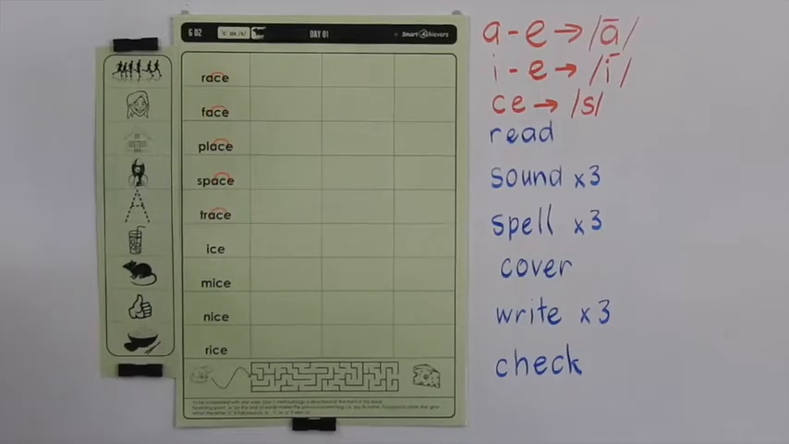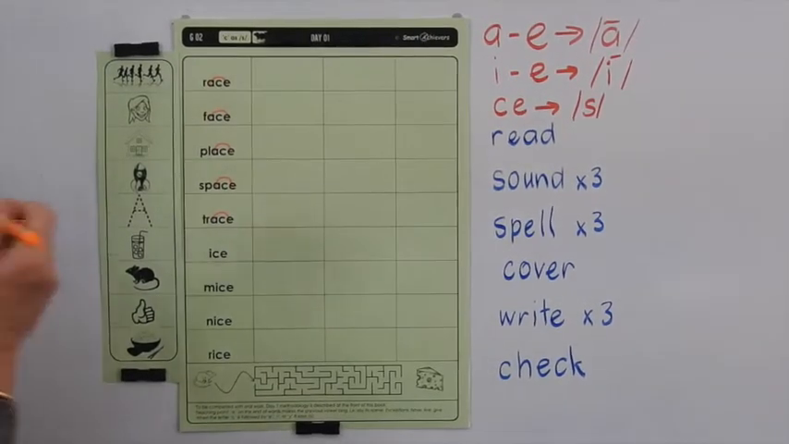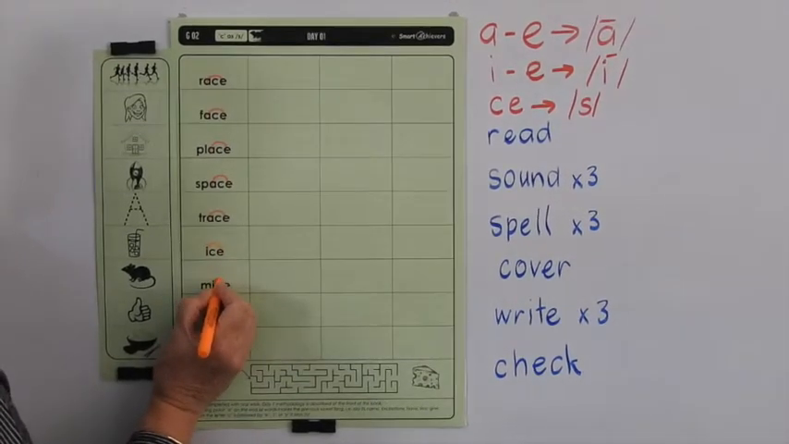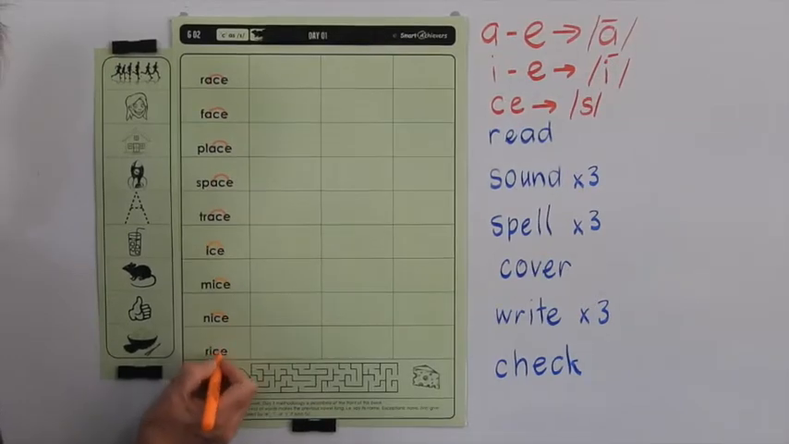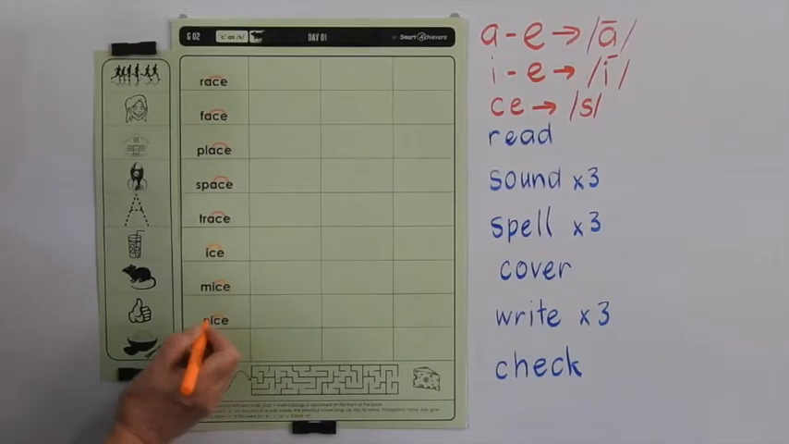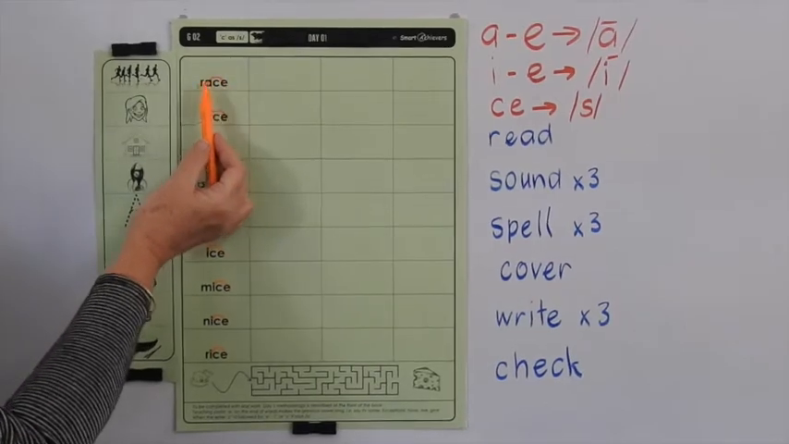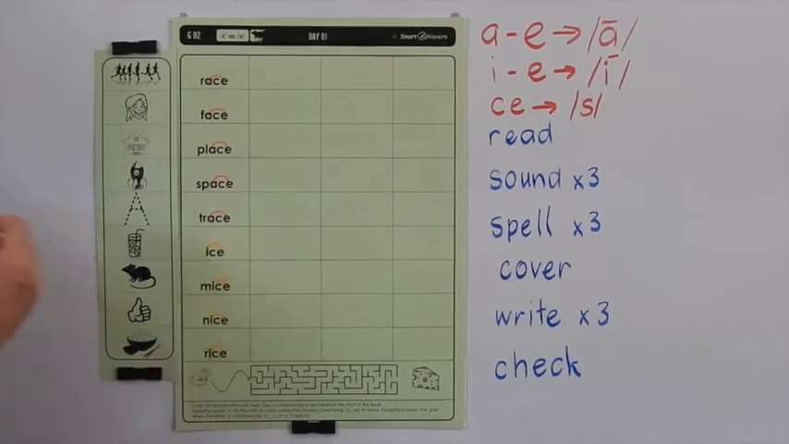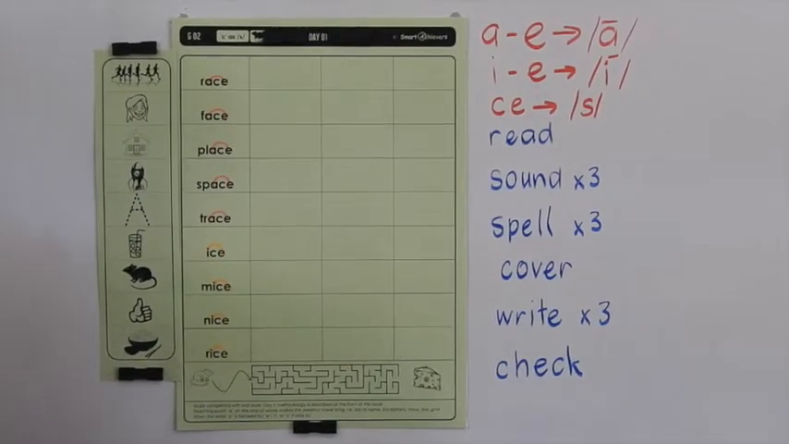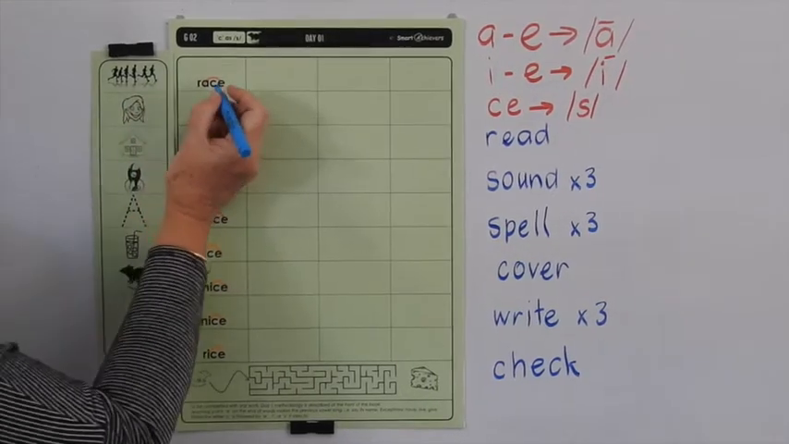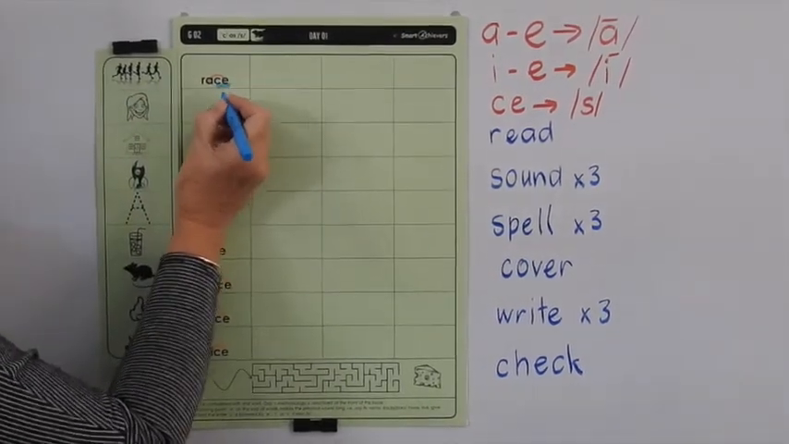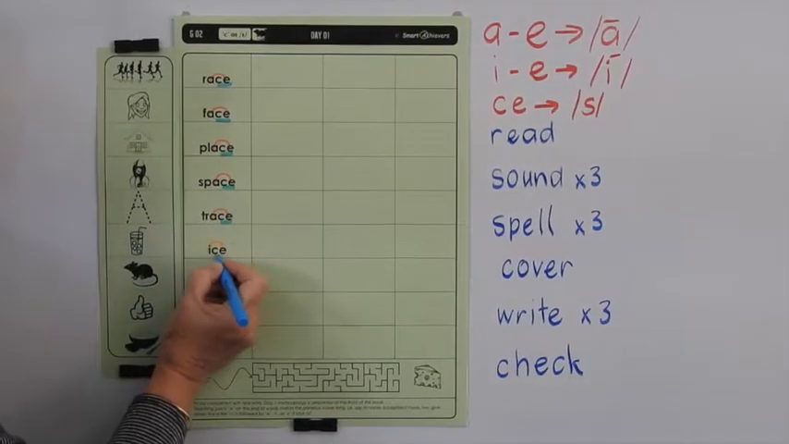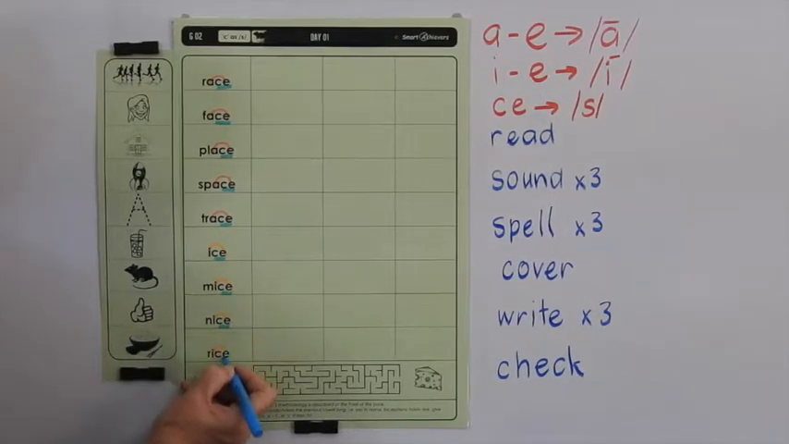Then change colours. And we're going to highlight the ICE: ice, mice, nice, rice. So you've already learnt that the E may make the previous vowel long, so making this A say A and this I say I. The new thing that we're learning today, and we've actually learnt this too, but we're just revising it, is the CE makes the letter C make its soft sound, so you can highlight those in a different colour as well.